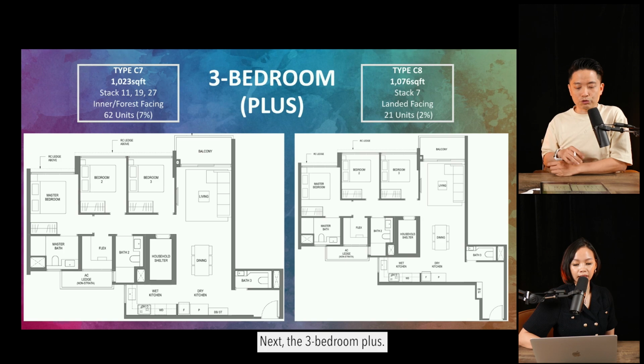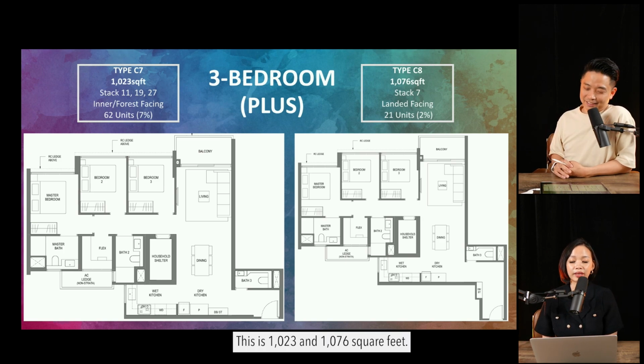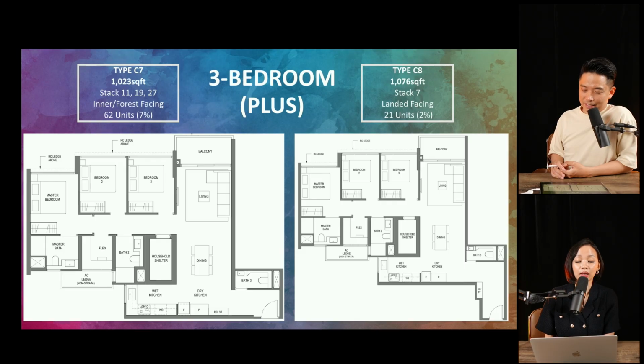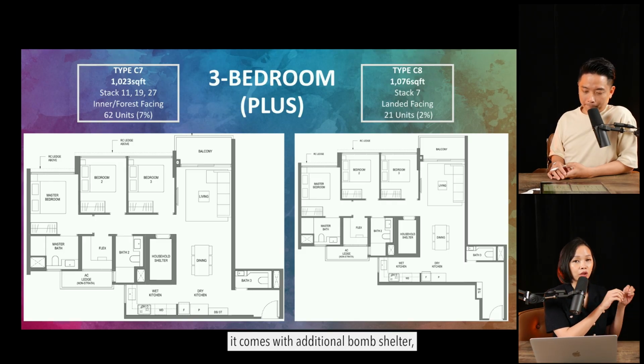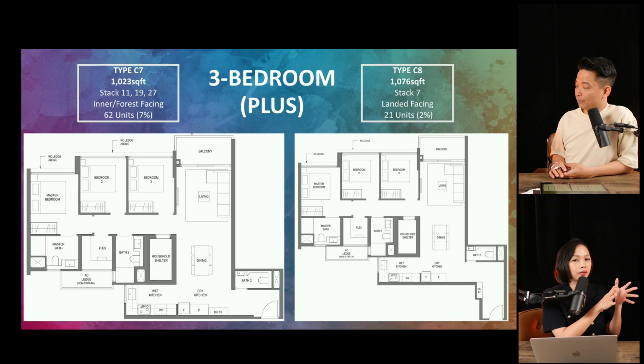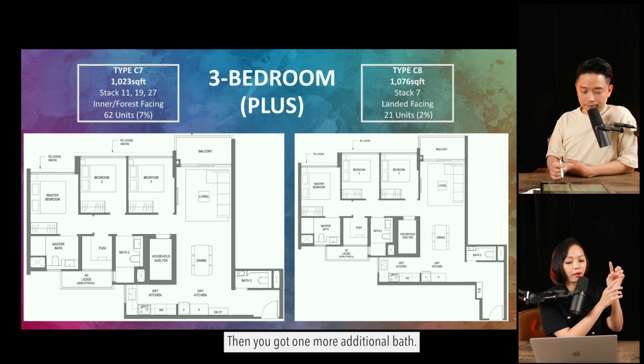Okay. Next, the 3-bedroom plus. This is 1023 and 1076 square feet. As compared to the standard just now, it comes with an additional bomb shelter. Then the flexi room is a very proper one, with a window. Yeah. Then you get one more additional bath.